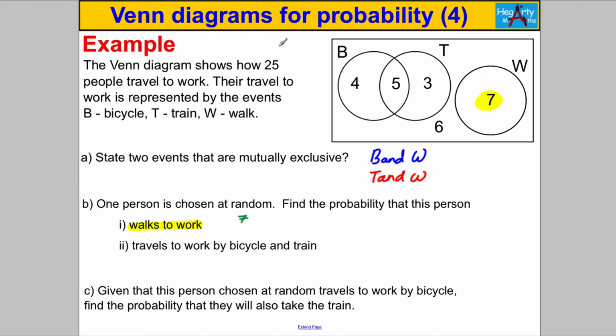Out of a total of 25, you know that, and that's your answer. Find the probability that this person travels to work by bicycle and train. There are 5 such people out of a total of 25, dividing top and bottom by 5, you get a fifth.